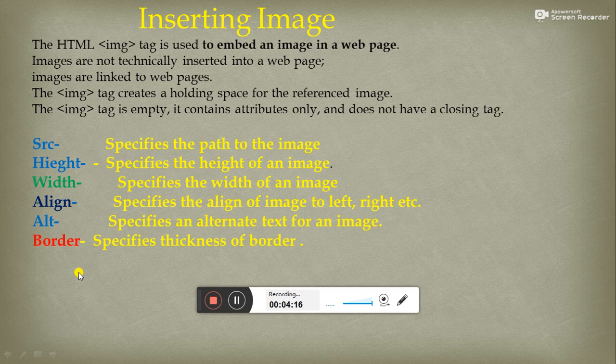Border attribute. The border attribute specifies the thickness of the border of the image. How you want to show the border thickness, you can specify by using the border attribute. So that's all about your IMG tag.